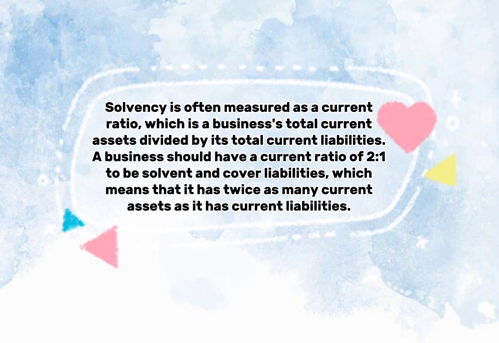Solvency is often measured as a current ratio, which is a business's total current assets divided by its total current liabilities. A business should have a current ratio of 2:1 to be solvent and cover liabilities, which means that it has twice as many current assets as it has current liabilities.